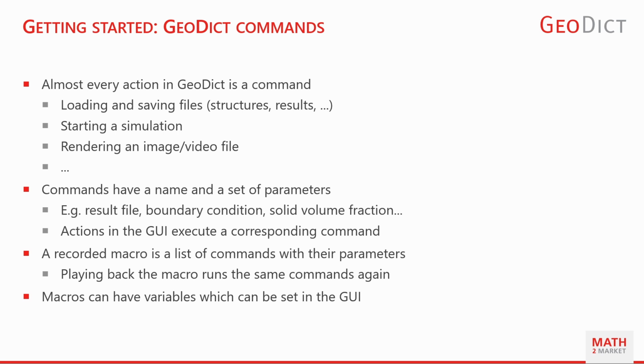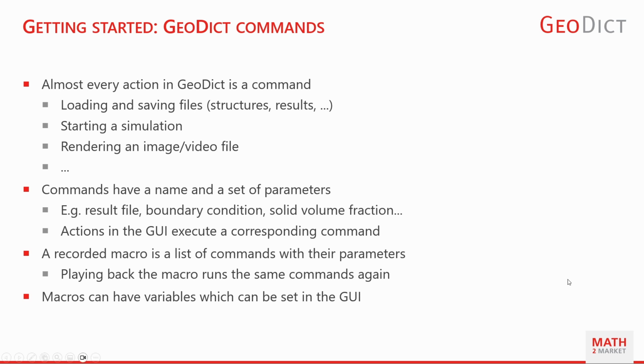For this, the actions in the user interface execute corresponding commands. These commands then can be recorded in a macro. And this macro consists of a list of commands with the parameters. If the macro is played back, then the same commands are run again. Additionally, macros can have variables which can also be set in the user interface.